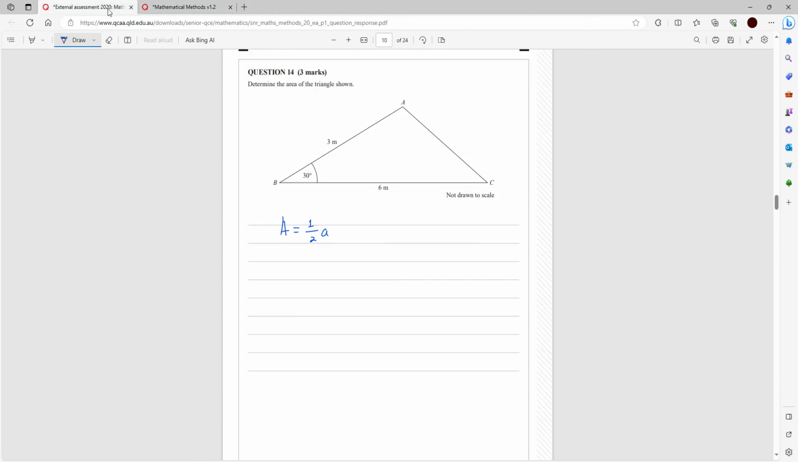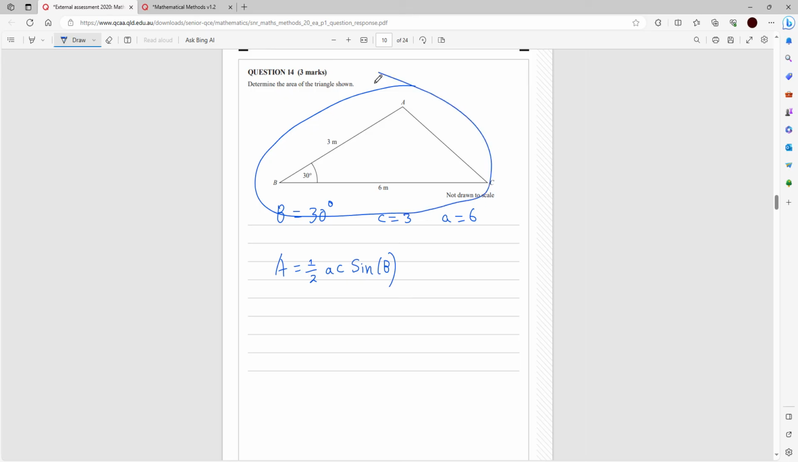Yeah, they don't have it in here. But in this case, we'll have to adapt our formula. What we have is the angle B is 30 degrees. We have little c is 3 and little a is 6. So area is going to be a half a c sine of B. Write it like that rather than how it's given on the formula sheet, because they've labeled the triangle like this. You need to label your formula how it's labeled in the question.